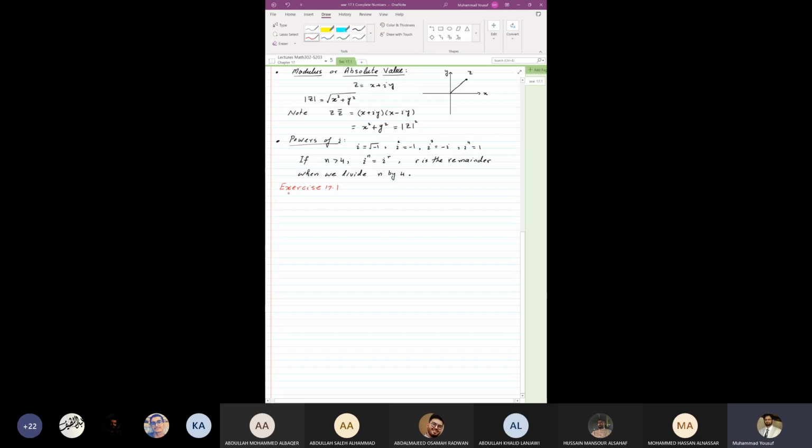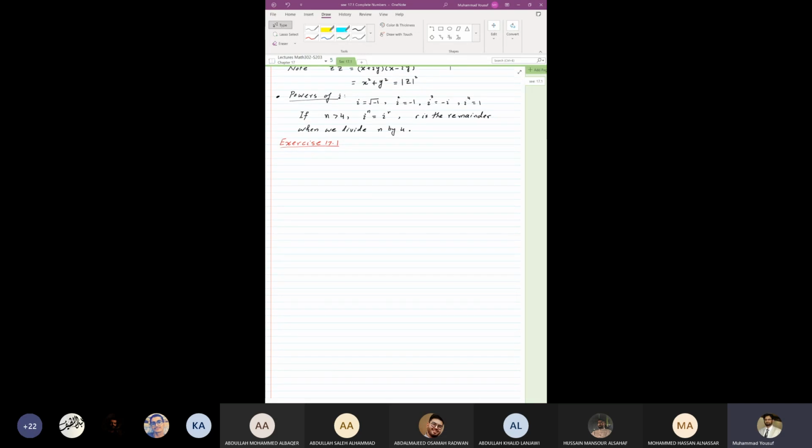Exercise 17.1. The first 26 questions are to write the complex number in the form a plus bi. So let us first practice with this i. We have i power 3, i power 5 minus i power 4 plus 7 i power 3 minus 10 i power 2 plus minus 9.